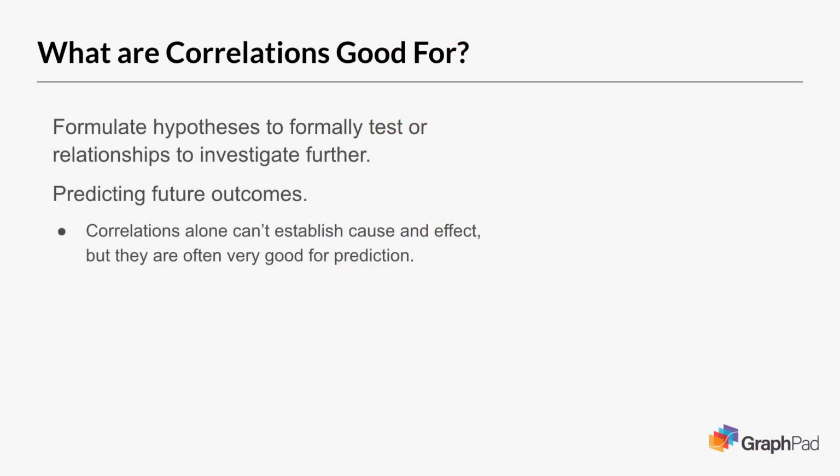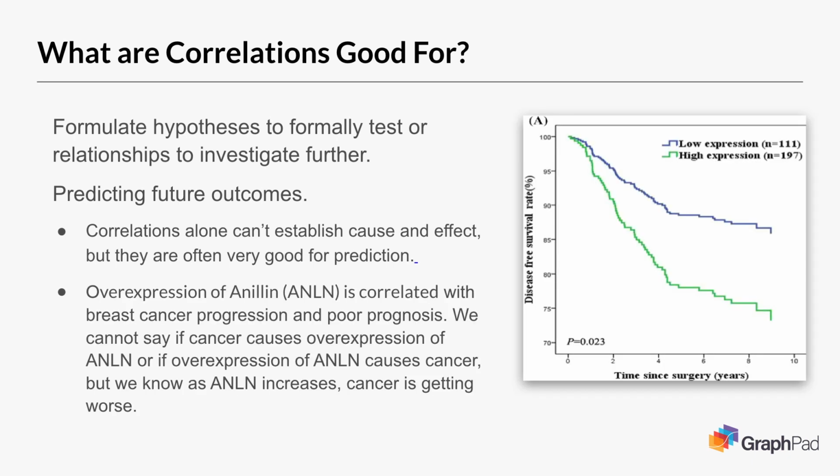So another use of correlation is for predictions. Just because it's not cause and effect doesn't mean you can't predict with it. You can predict fantastically with just correlations. For example, here's an example, overexpression of ANLN. I've seen a lot of that in the literature correlated to a variety of cancers getting worse. The higher the ANLN, the worse the cancer, all right?